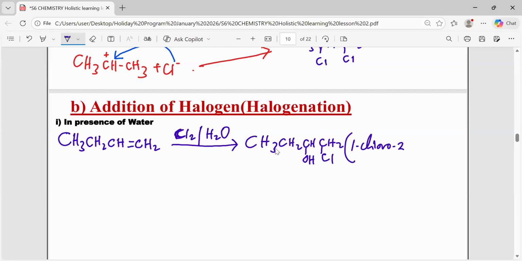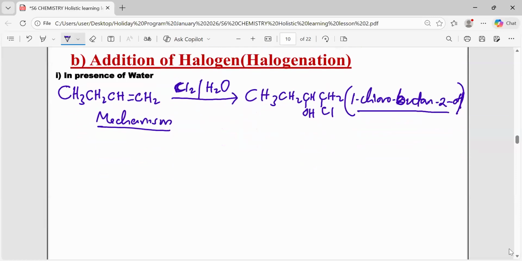Or we could say 1, 2, 3, 4. Because this is an alcohol and it is on carbon 2, then you can say butan-2-ol. This is B. Let me hope it is clear for everyone. Thank you very much. Now we run to the mechanism.